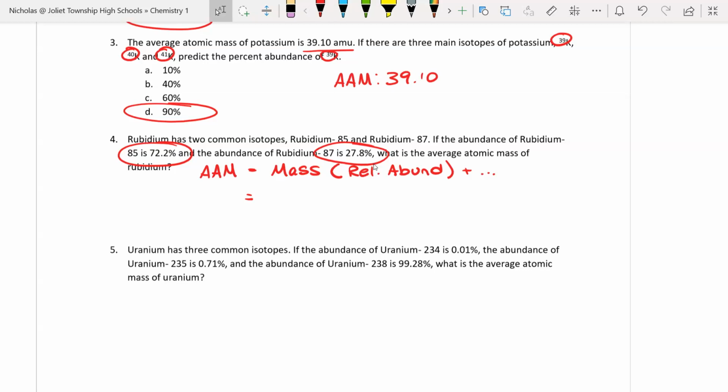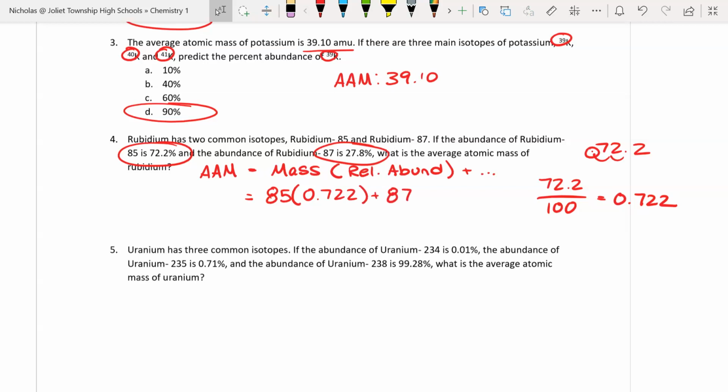You can do this a couple different ways. You can move the decimal to the left 2 places. So 72.2, I can move the decimal to the left 2 places, or I can take that percentage and divide it by 100, which will give me the same thing, 0.722. All right, so I'm going to take each mass. The first one is 85, and the relative abundance is 0.722. And I'm going to do the same thing with 87, 0.278.